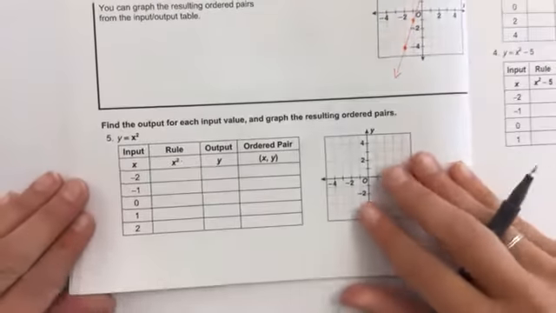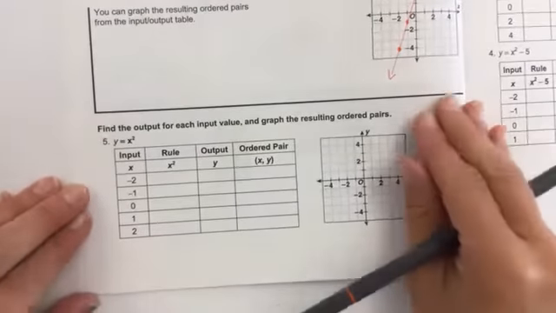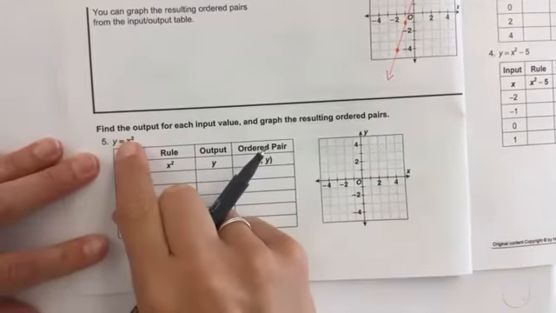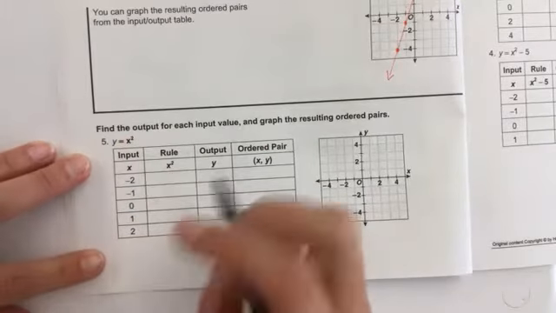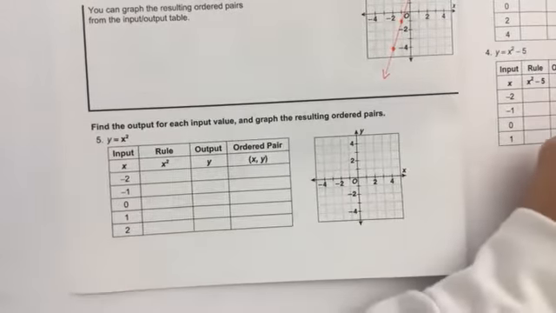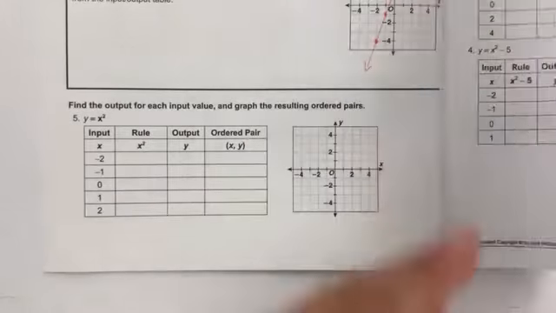Okay. So we're going to do another one together. And it's actually just really simple. If they don't give you an input, I always choose the numbers -2 to +2. But I think on your homework, they give you the input every time.